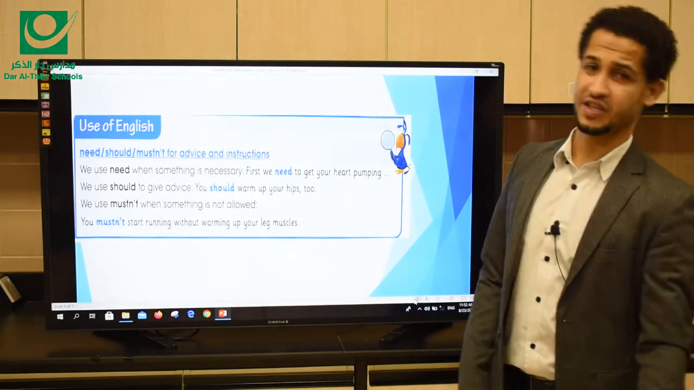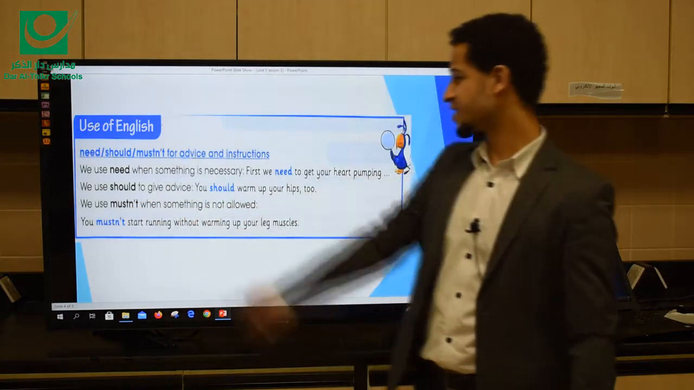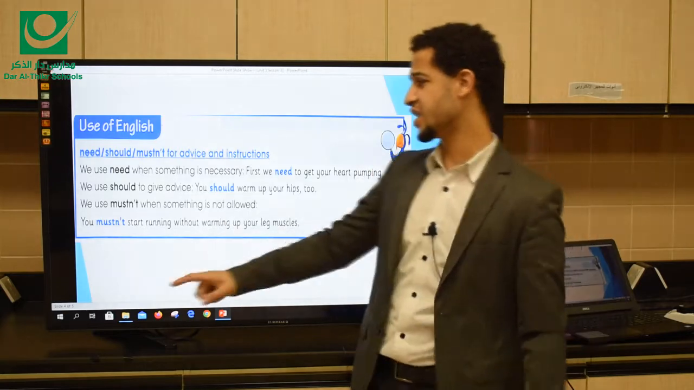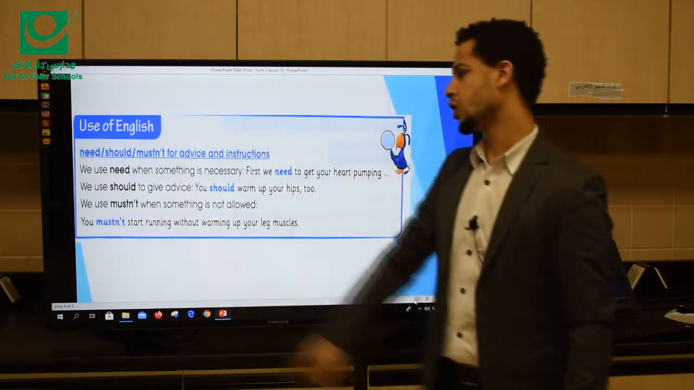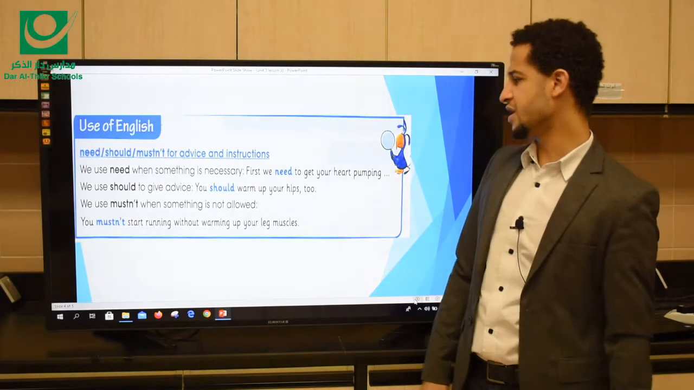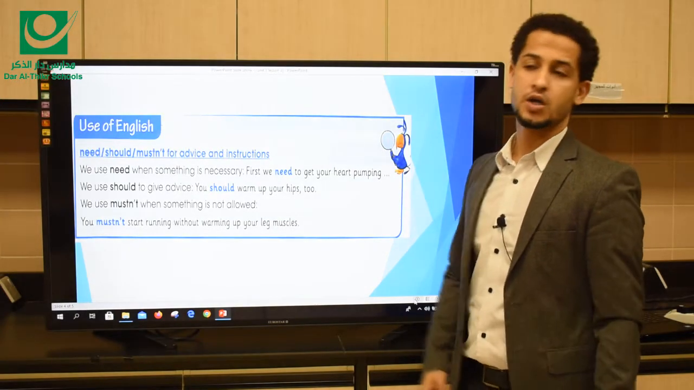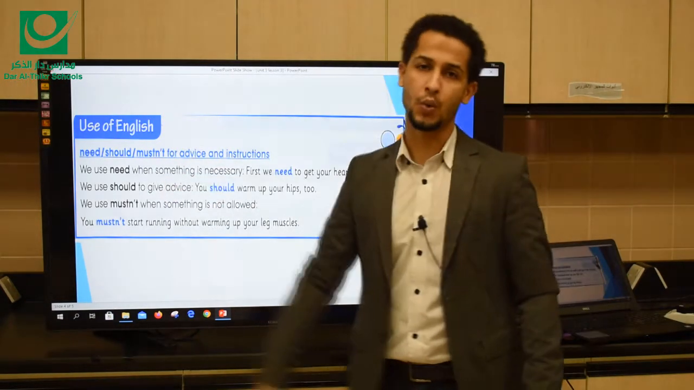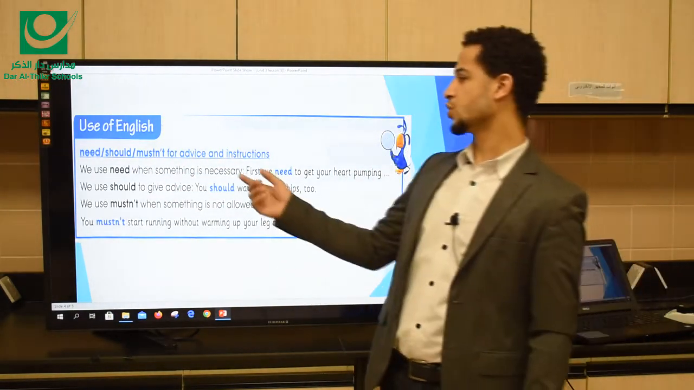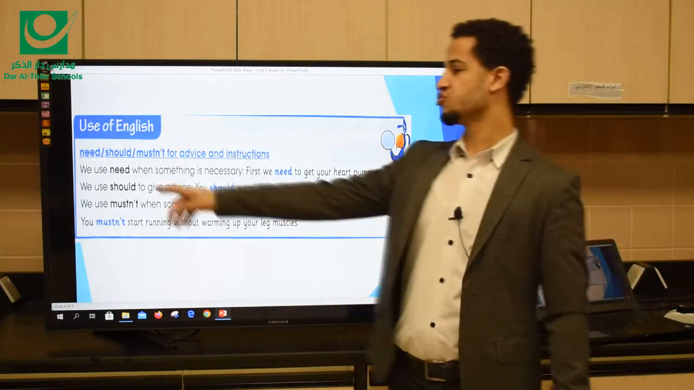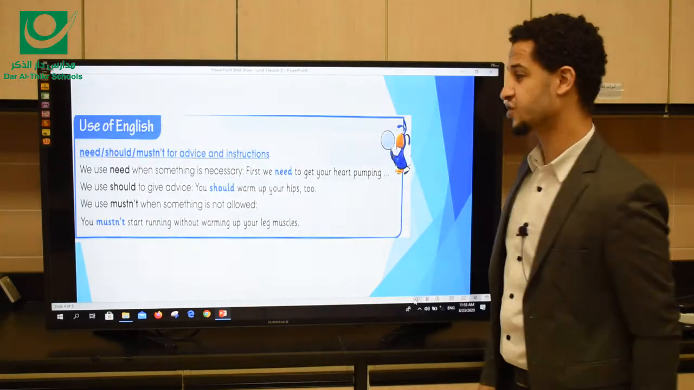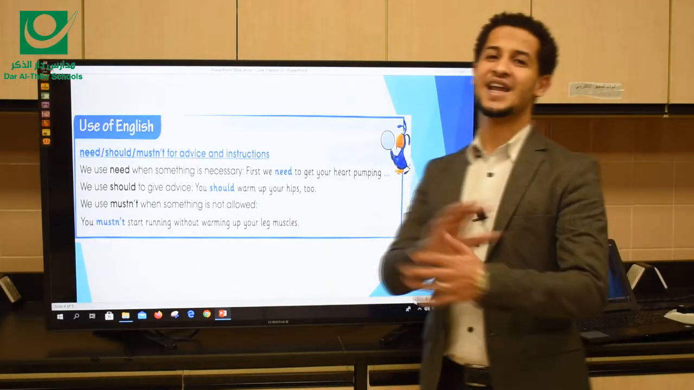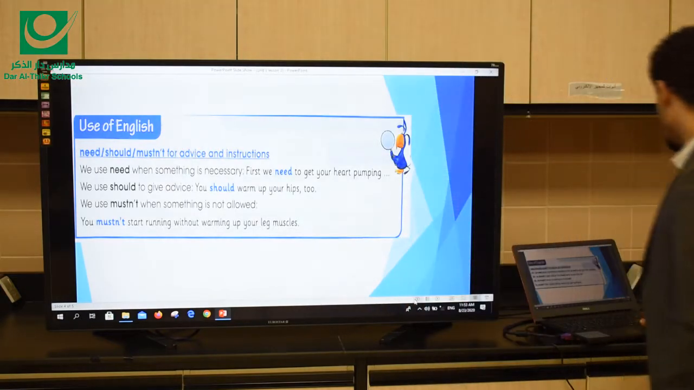What about mustn't? We use mustn't when something is not allowed. Like when I say, you mustn't start running without warming up your leg muscles, or you mustn't smoke in hospitals. So we use need to refer to things which are necessary. We use should to give advice. We use mustn't to refer to something that's not allowed. Okay, teacher, we understand.